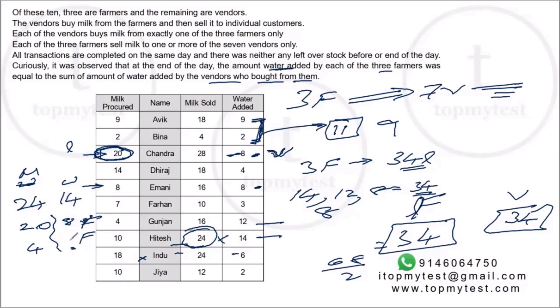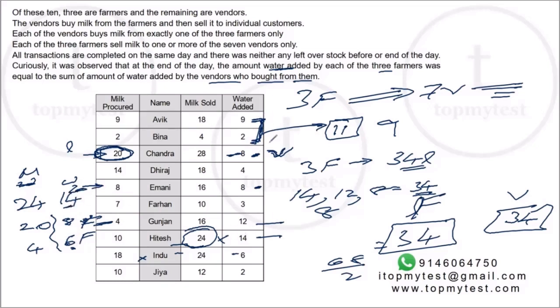Now, the second person has to add 6 for this to batch out. Right. He has sold 4. That's fine. But the second person has to add 6 liters of water to this. Right. So whoever buys 4, right, Gunjan, he has to add 6 liters, but Gunjan is adding 12 liters of water. Right. So 12 plus 8, this should have been 20, not 14.